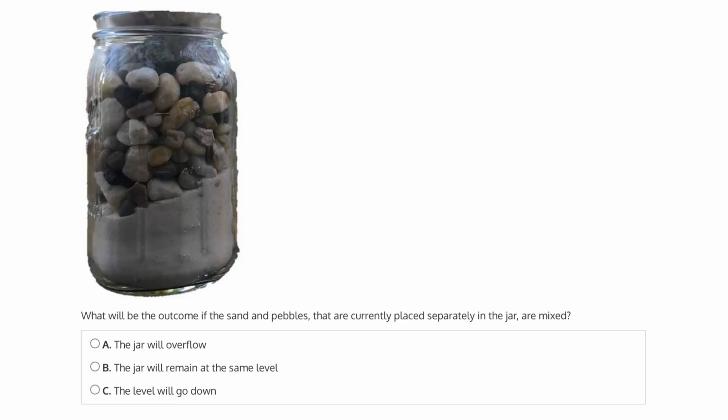So therefore, the answer is C. The level will go down.